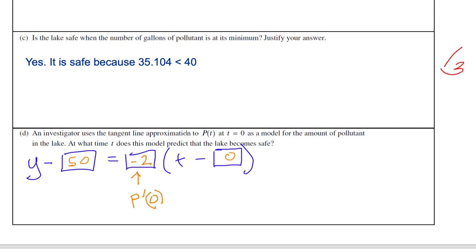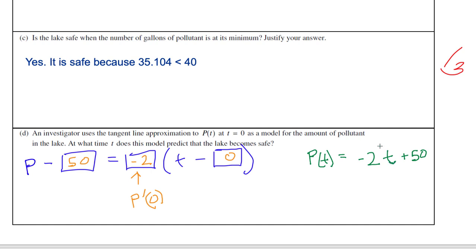So there's my model. What does it want us to do? At what time t does this model predict the lake becomes safe? So again, it's not the most accurate model because it's a line instead of a curve, but let's go ahead and rearrange this model. So I'm going to add 50 to both sides, and this is going to be y. I guess it should be p instead of y, huh? Let's make this a little bit more formal and say capital P. Oh my gosh, computer, do your thing. So now I have P of t is equal to -2 times t, which is -2t, and then I need to add 50 to both sides, so plus 50.